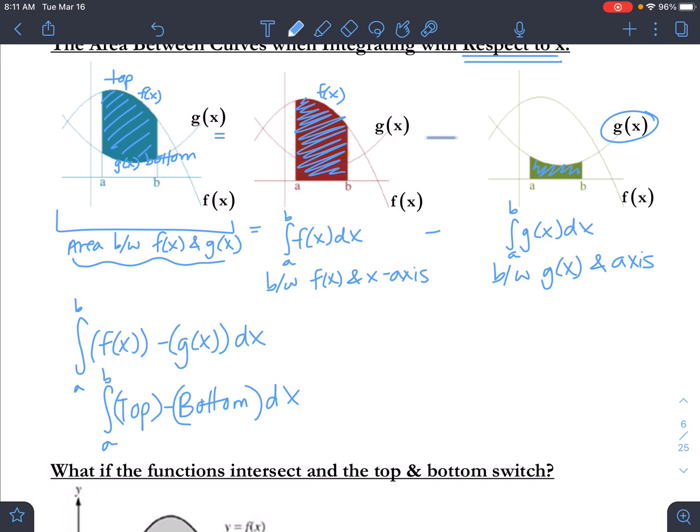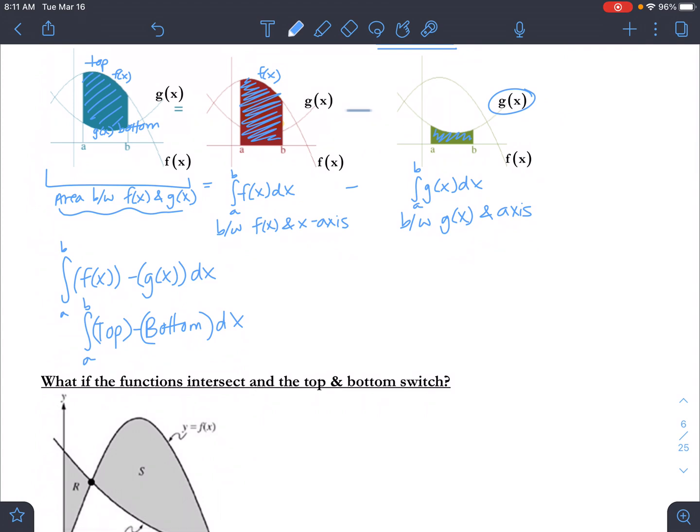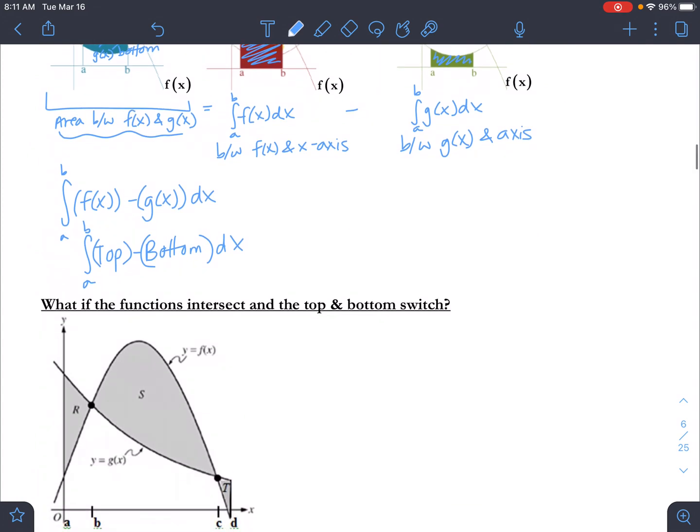Again, this is for dx, so all of our equations are in terms of x, and we're going to integrate with respect to x. So that's the main idea right here. Let's take a look.